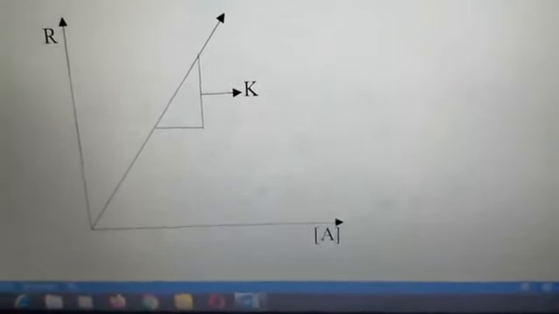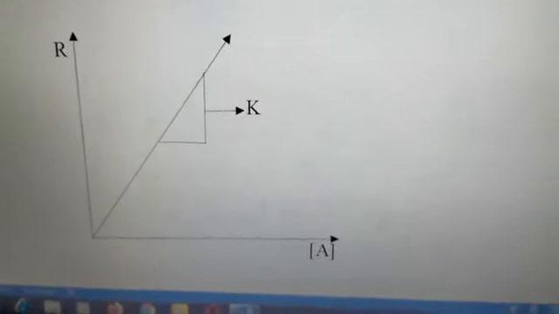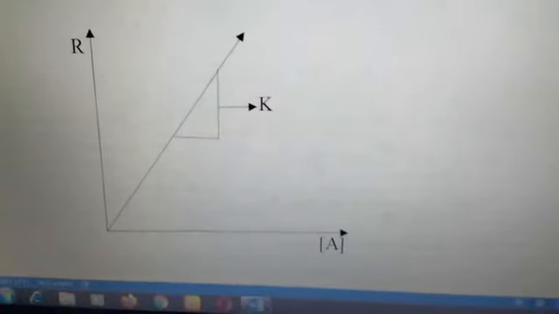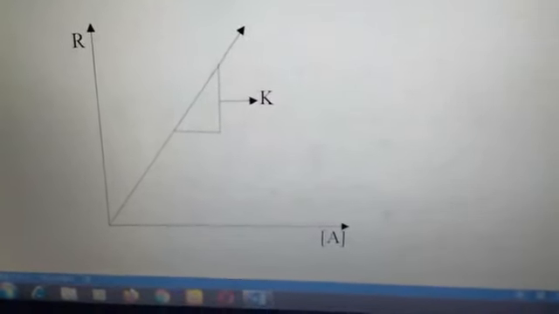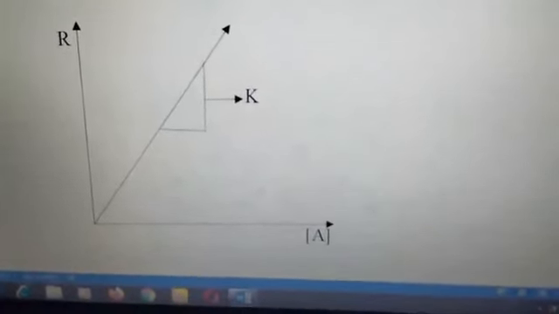So as the concentration of A increases, the rate also increases. The slope of the graph, which is the change on the vertical axis, change in rate over change in concentration axis, will give us the rate constant for that reaction.